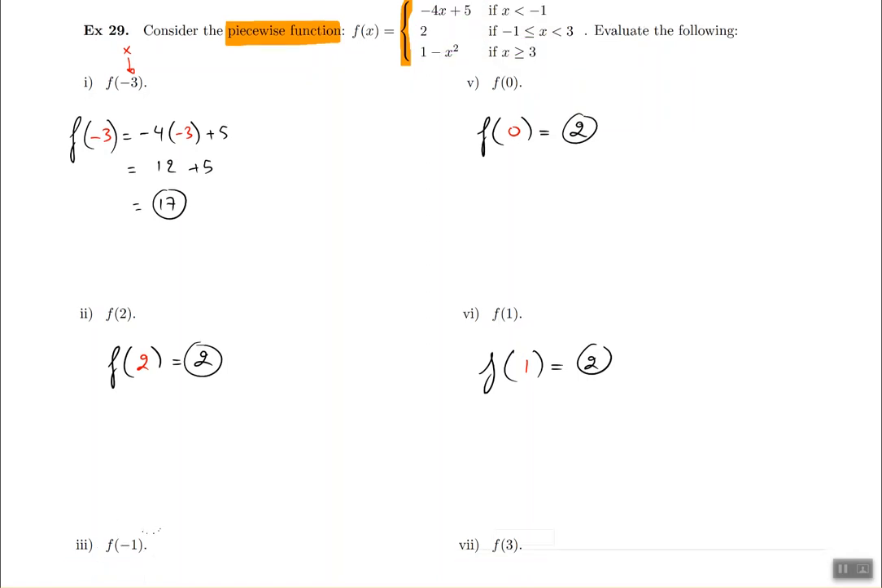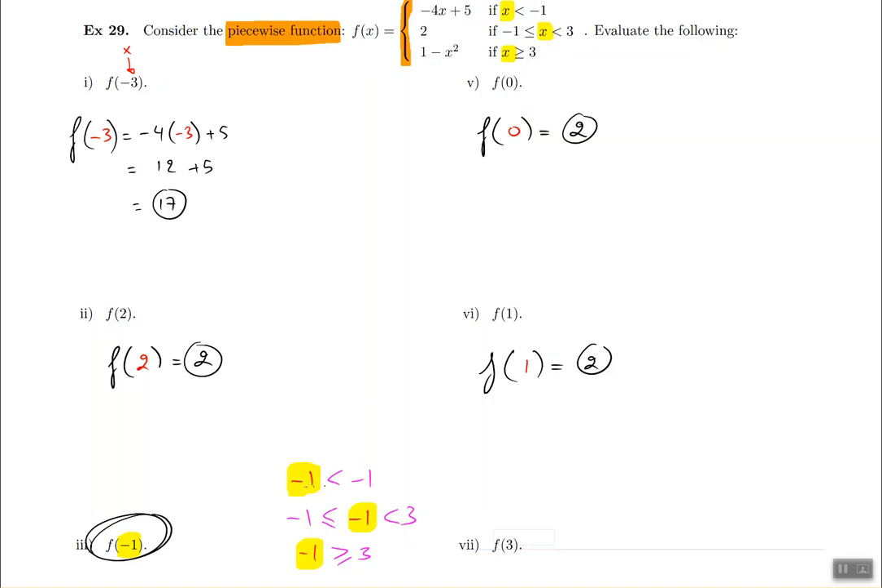The next problem has f of -1. So let's find out which condition is satisfied when x is -1. So the first condition says x is less than -1, so -1 is less than -1. The second condition says -1 less than or equal to x, which in this case the x is -1, which is less than 3. And the third condition says -1 is greater than or equal to 3. So remember, this -1 is supposed to represent the x's in the conditions, which means it represents that one, and that -1. So which one of these 3 conditions is true?